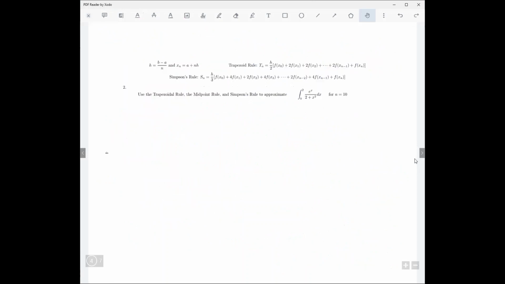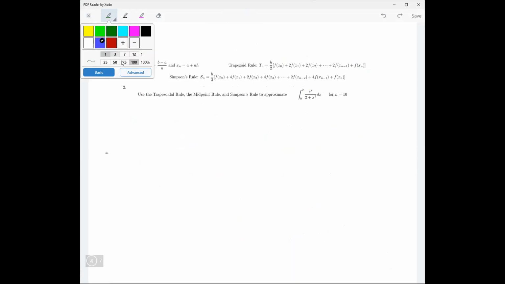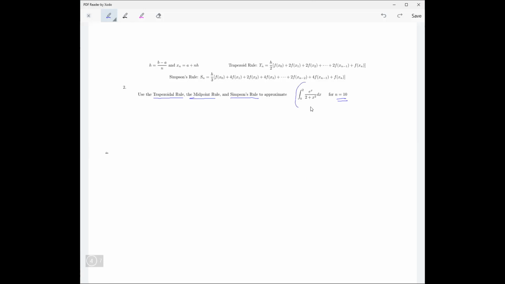Okay, so let's go ahead and do this integral here. There's going to be lots of calculations when we do these. So we have n equals 10, and we're supposed to find the trapezoid rule, the midpoint rule, and Simpson's rule. We're supposed to do each of those on this integral, e to the x over 2 plus x squared, for n equals 10. So the function is this.